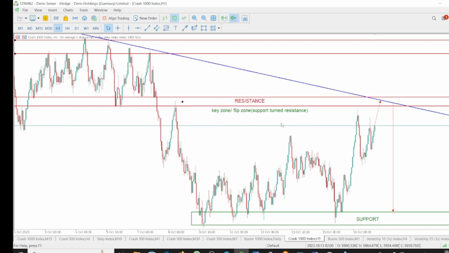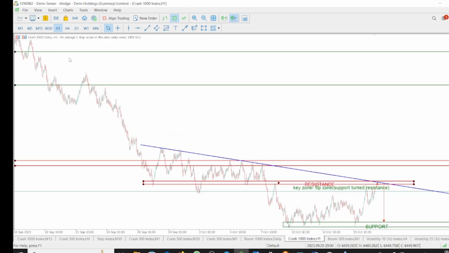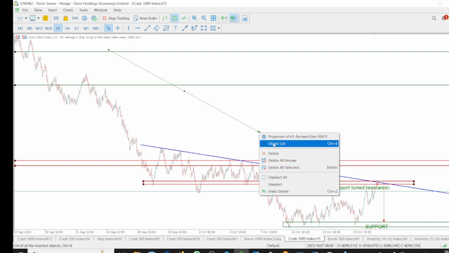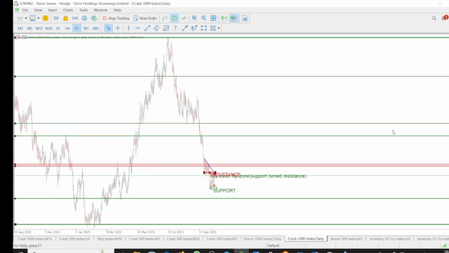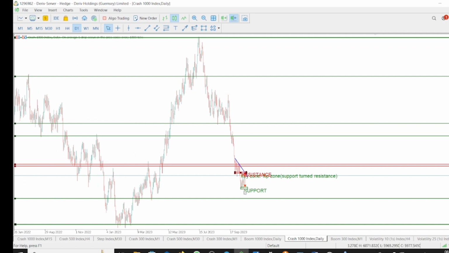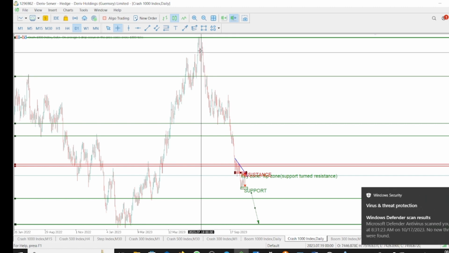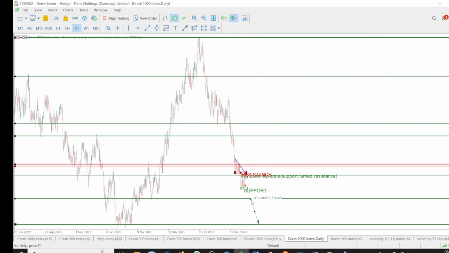So let me start with Crash 1000. With Crash 1000, if you go on the higher time frame, we can see that we have generally a downtrend. The trend is bearish. The market is coming down. But when price reached this level, because I'm assuming that price should reach this low, there must be a continuation of the downtrend until price reaches this low. So this is where I'm taking it from. We can see price, I think from here, has been just moving down.